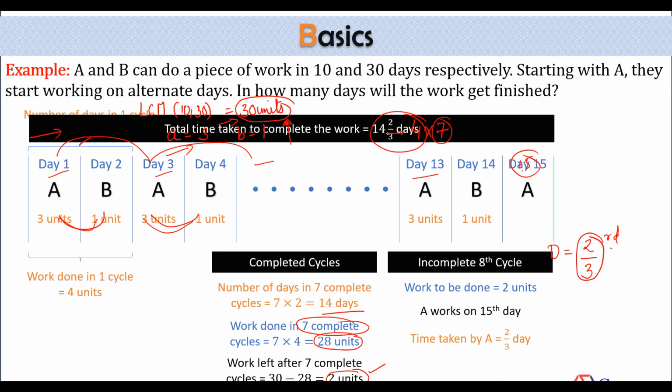That means B did not get the next day. B did not get the extra turn. A got the extra turn here. Fine. Let's look at one more case here.